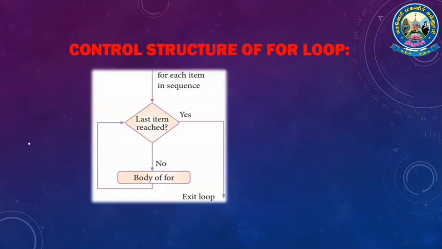Control structure of a for loop. In this picture we see, for each item in the sequence, is the last item reached? If yes, it exits the loop. If no, the body of the for is executed. When the last item in the sequence is reached, the else part will be executed and the loop exits. If the else part does not exist, the body of the for will be executed till the last item is reached in the sequence. It will be continued till the last item is reached. This is the looping concept.